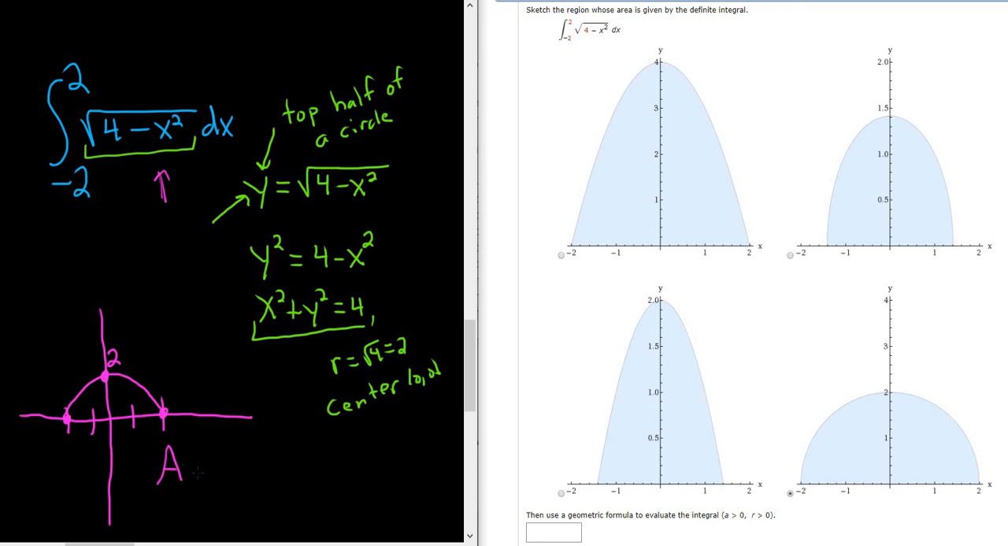So the area of a circle is pi r squared. That is the area of a circle. So this is half of a circle, so we want 1/2 of this. So for us it'll be 1/2 pi r squared. So it's 1/2 pi, and r for us is 2. So this is 1/2 4 pi. So this is just going to be 2 pi. So that should be the area of the circle.